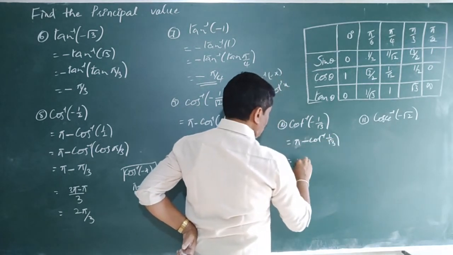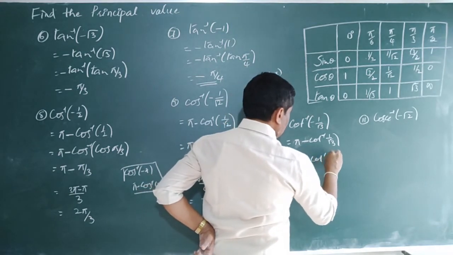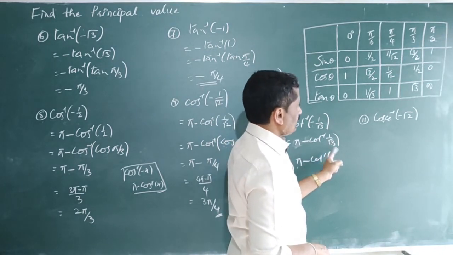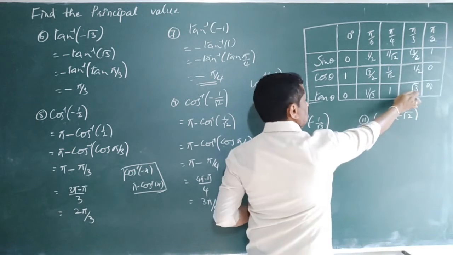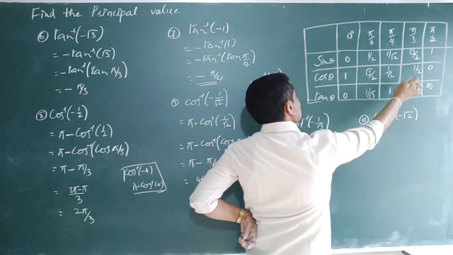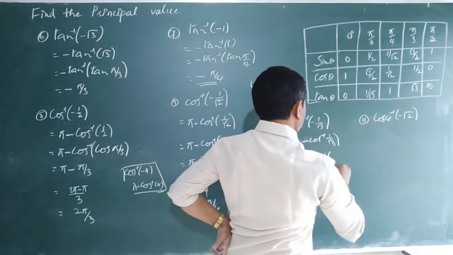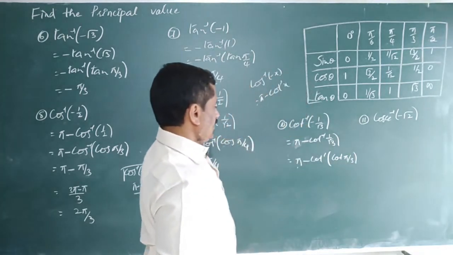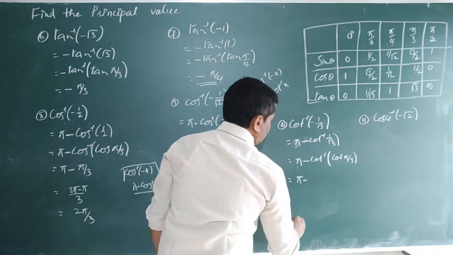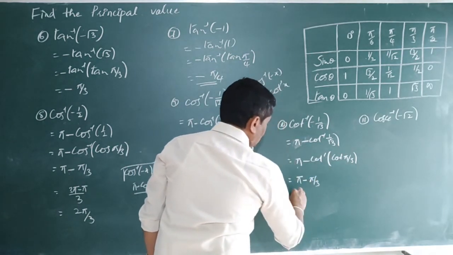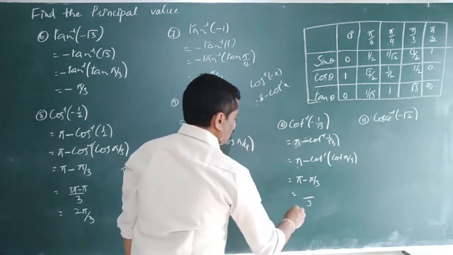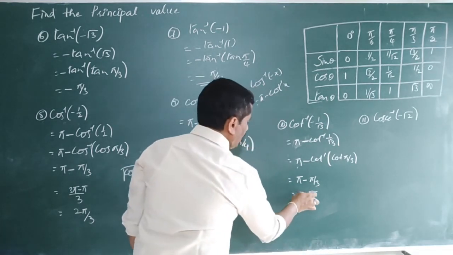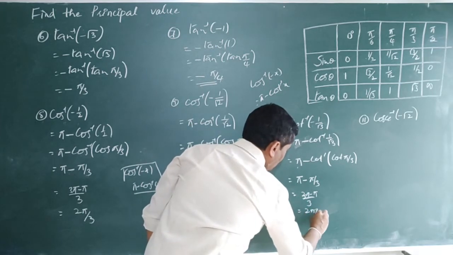Again, that is equal to pi minus cot inverse of 1/√3. So what is cot? 1/tan means √3. For which angle is cot equal to √3? We have pi by 3. Therefore this can be written as cot pi by 3. Again that is equal to pi minus pi by 3. Taking LCM 3, that is 3 pi minus pi, which is equal to 2 pi divided by 3.